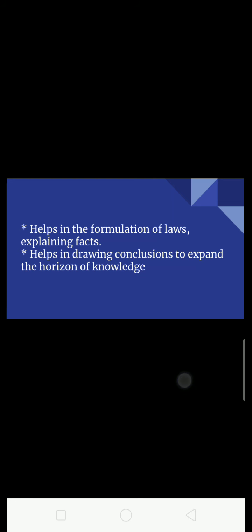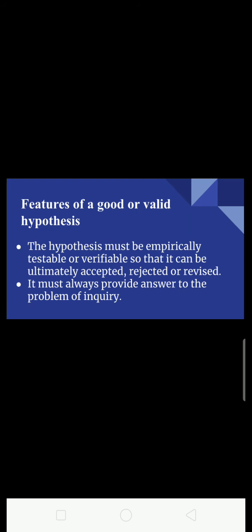Now we are moving to the conditions or features of a good or valid hypothesis. A hypothesis becomes valid or viable when it has the following conditions. The hypothesis must be empirically testable or verifiable so that it can be ultimately accepted, rejected or revised. This may be called falsifiability. It must always provide an answer to the problem of inquiry.